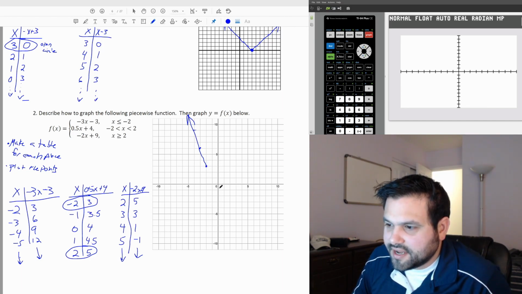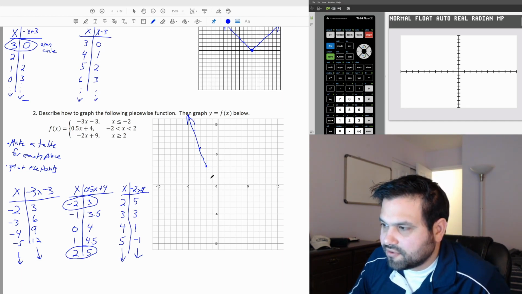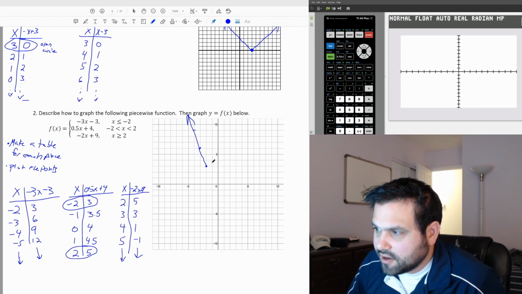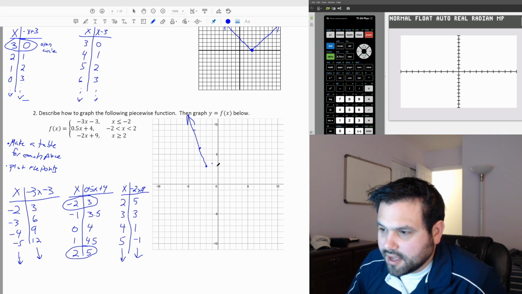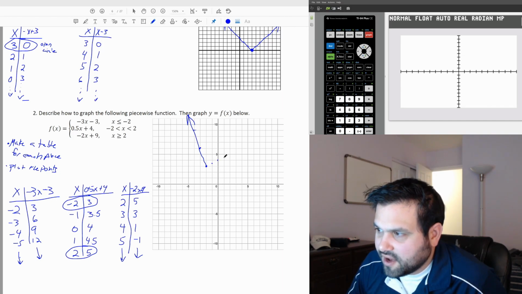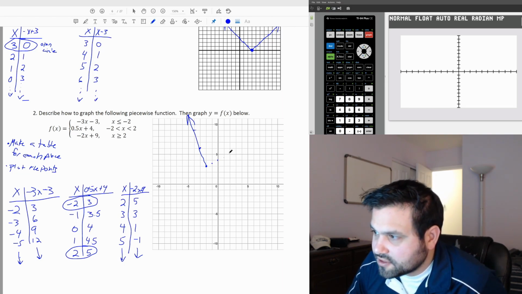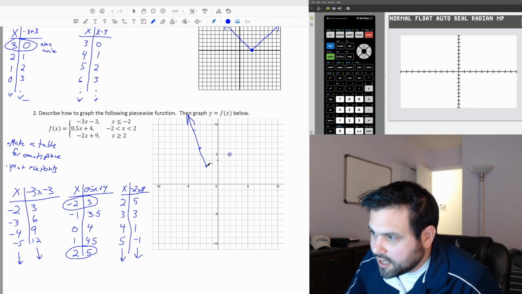I can just go to the next point of negative 1 and 3.5, right, which would be somewhere around here, and 0, 4, and 1, 4.5, and 2, 5. Now here, because there's no point there, I am going to put the open circle here. Okay, and I'm going to go ahead and connect.